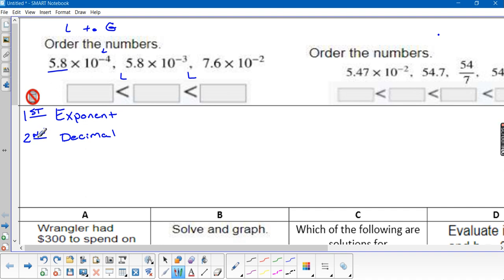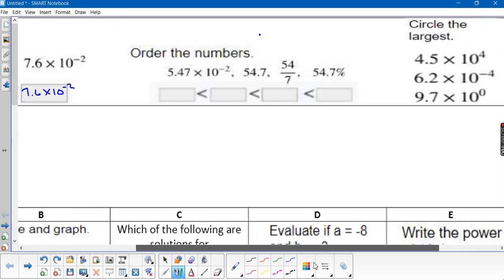If you look at this one, I think we've seen it before. None of these exponents are the same, so we don't have to worry about that. And they look like they're already in the order of least to greatest. If you think about our number line and our negatives, we know -4 is smaller than -3, which is smaller than -2. So we could just go ahead and pop these in the boxes as they are, because they're already in order from least to greatest.